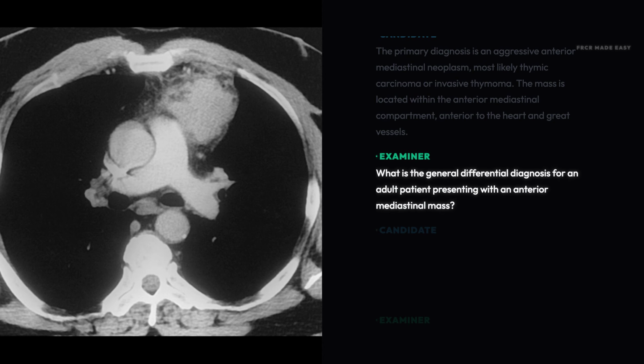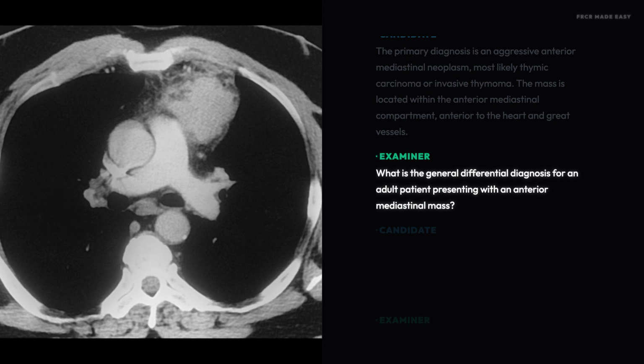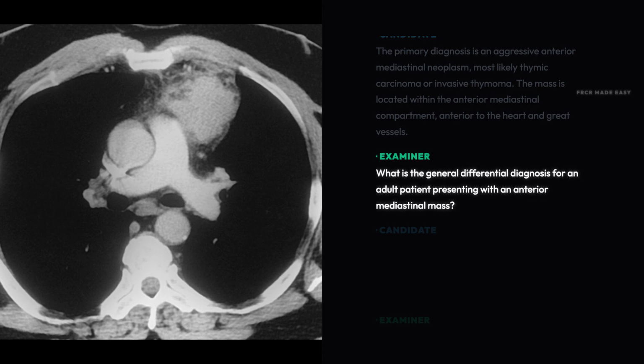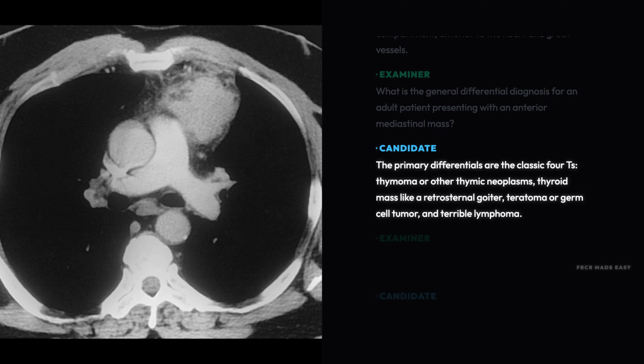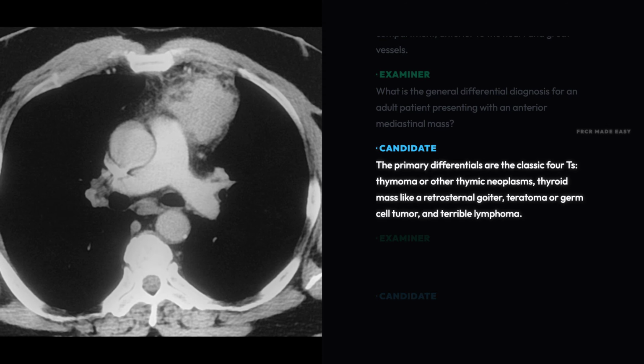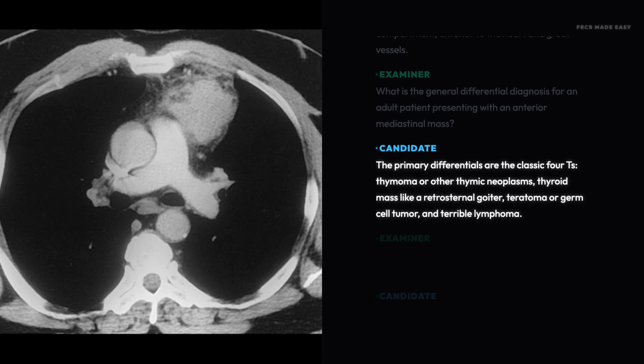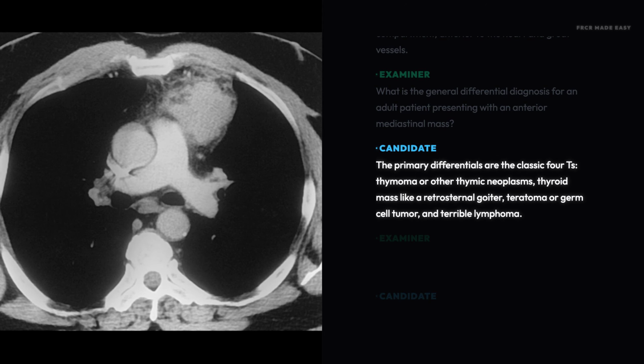What is the general differential diagnosis for an adult patient presenting with an anterior mediastinal mass? The primary differentials are the classic 4 Ts: thymoma or other thymic neoplasms, thyroid mass like a retrosternal goiter, teratoma or germ cell tumor, and terrible lymphoma.